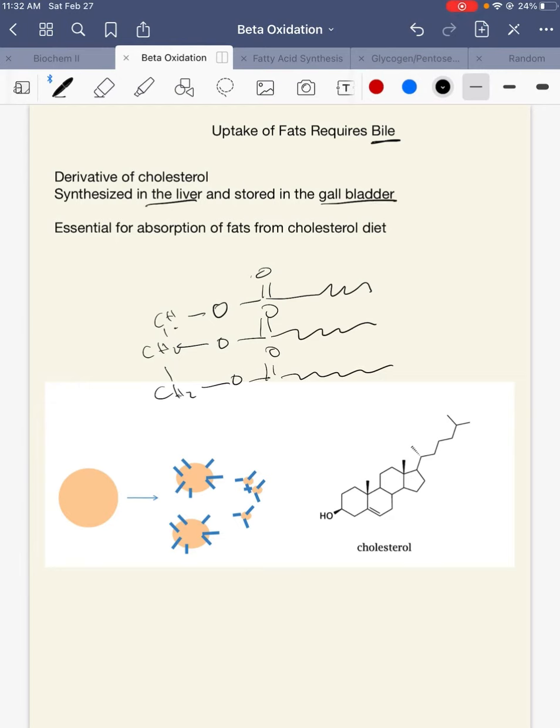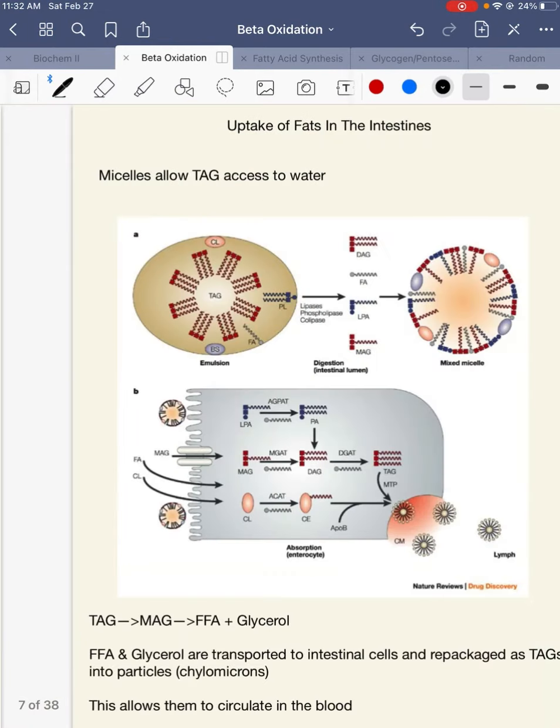Whenever you eat anything with fats, that signals the gallbladder to release the bile into the intestines, and then this bile allows the fats to be absorbed into the intestines. Okay, so let's look at this more briefly. Oh, by the way, bile is synthesized from cholesterol. So we need cholesterol for bile production. So when we talk about cholesterol synthesis, this is one way that cholesterol and fatty acid uptake are connected together.